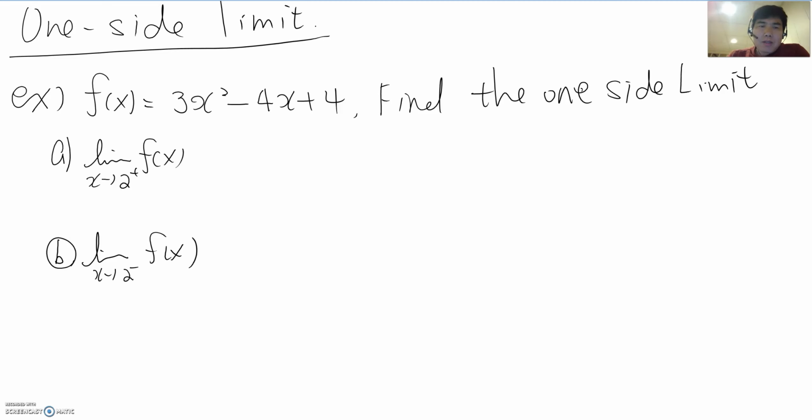So here's the example. f(x) equals 3x squared minus 4x plus 4. Find the one-sided limit, and we've got two different questions here. Then we'd better understand the meaning of the one-sided limit first. In this case, we want to find out the limit centered on 2, so x moves to 2 plus and x moves to 2 minus. We'll look at the graph, and then I'm going to explain what that means.